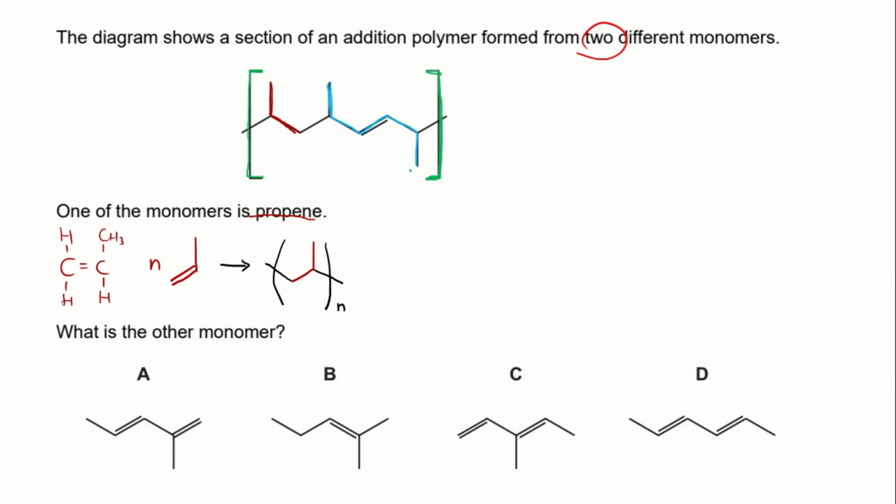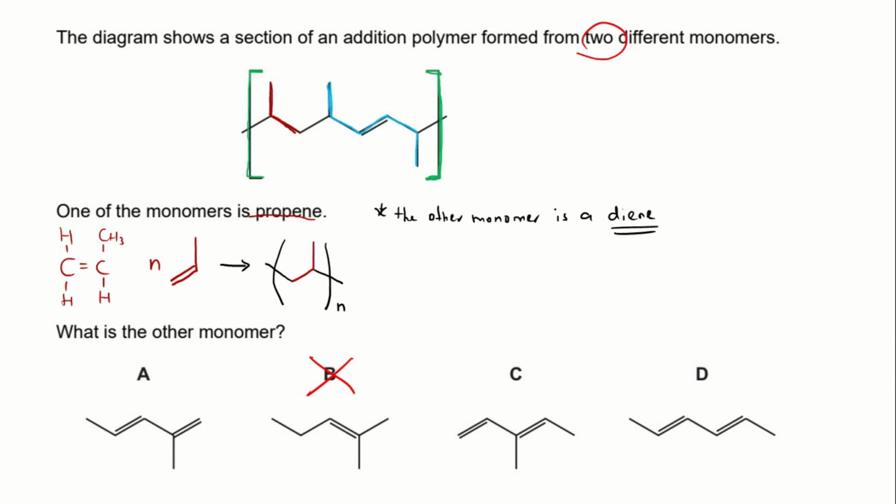This part in blue contains a double bond between the two carbon atoms in the middle. This tells us that the other monomer is a diene. This rules out B as the answer to this question. Now, why is the other monomer a diene? Because when diene molecules undergo addition polymerization, two pi bonds in the molecule will be broken, leaving only one pi bond to be formed between two carbon atoms in the middle.